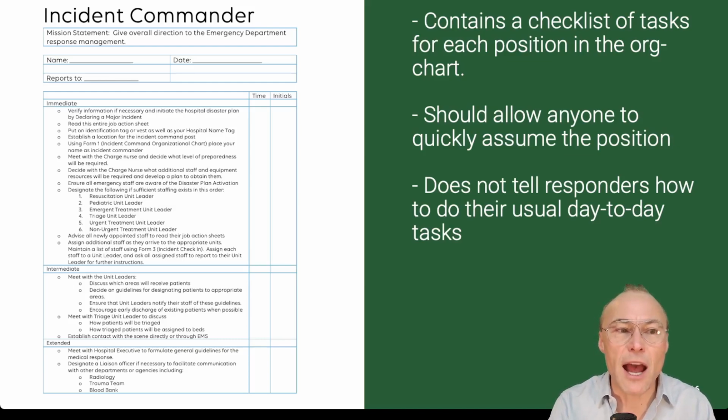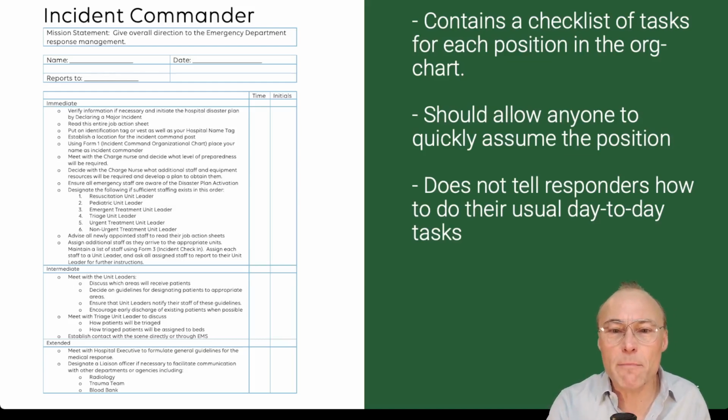It starts with an overall mission statement. And generally this is a checklist that the position, you start from the top and work your way to the bottom. For instance, the first item, verify information if necessary and initiate the hospital disaster plan by declaring a major incident. Number 2, read the entire job action sheet.